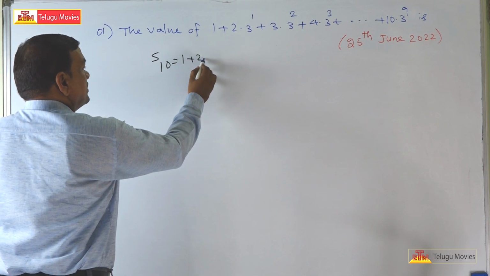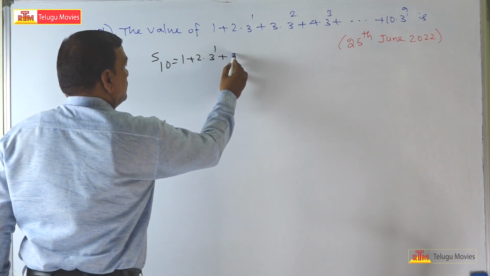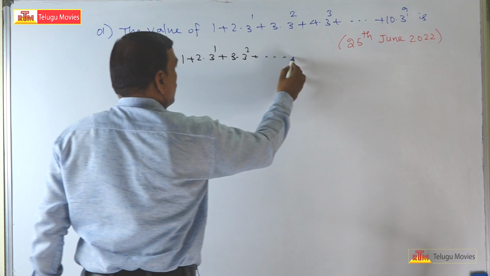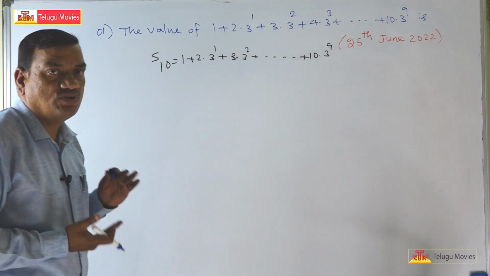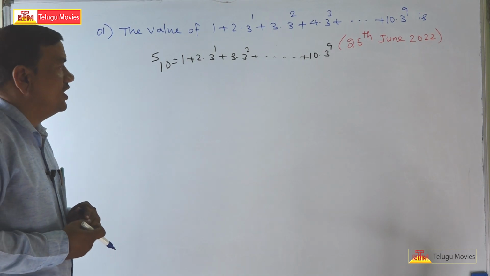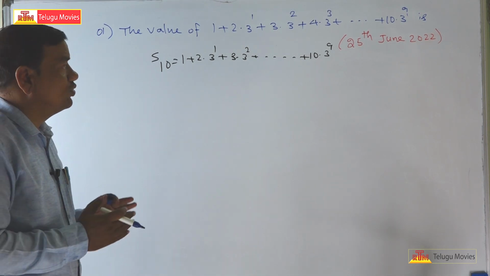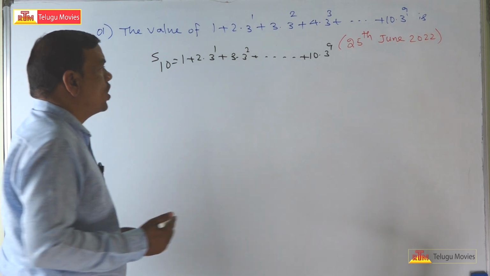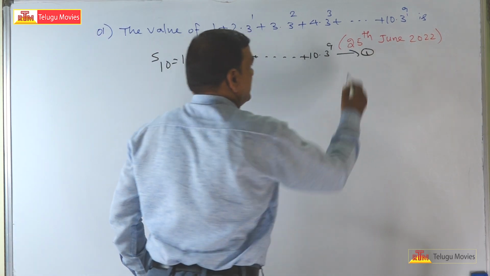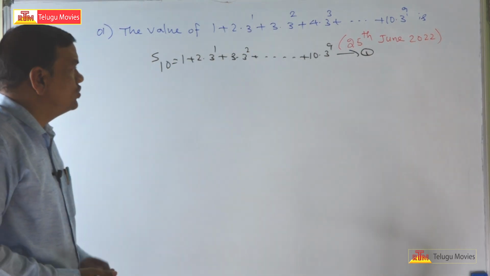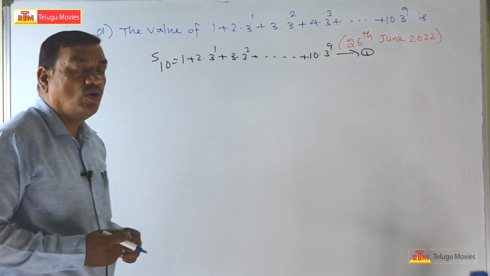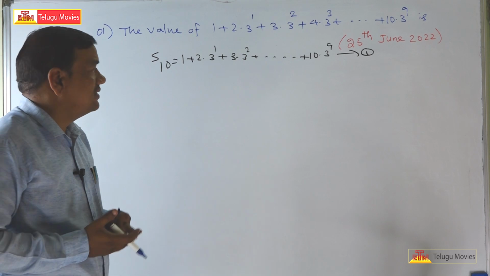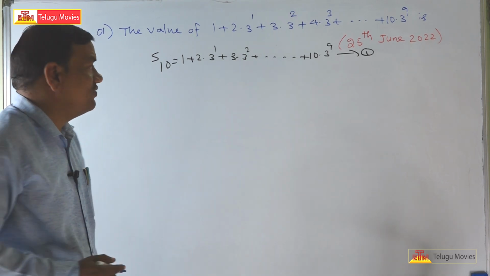S10 is 1 plus 2 into 3 power 1, plus 3 into 3 square, plus so on, 10 into 3 power 9. You have to find the sum of these 10 terms. It is not the sum to n terms, only the sum to 10 terms. Call it the first equation. Since 3 square, 3 power 9, and so on are there, you better multiply this equation with 3.